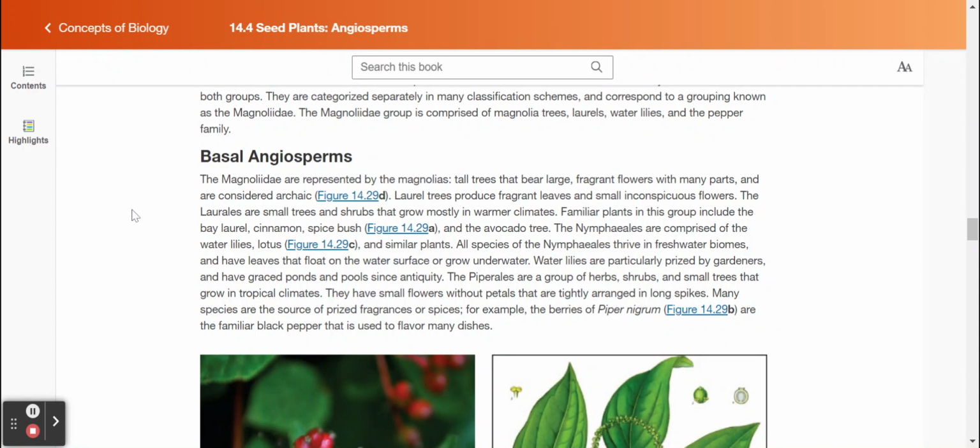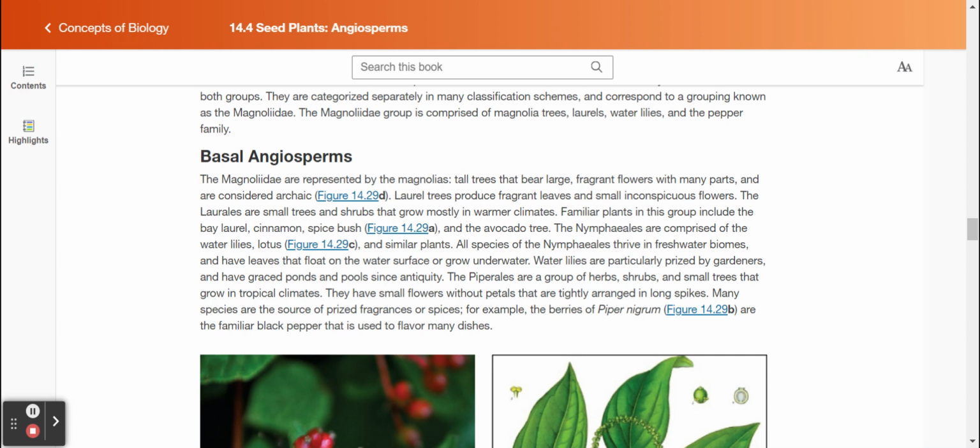Basal angiosperms. The Magnoliidae are represented by the magnolias, tall trees that bear large, fragrant flowers with many parts and are considered archaic. Laurel trees produce fragrant leaves and small, inconspicuous flowers. The laurels are small trees and shrubs that grow mostly in warmer climates. Familiar plants in this group include the bay laurel, cinnamon, spicebush, and the avocado tree.